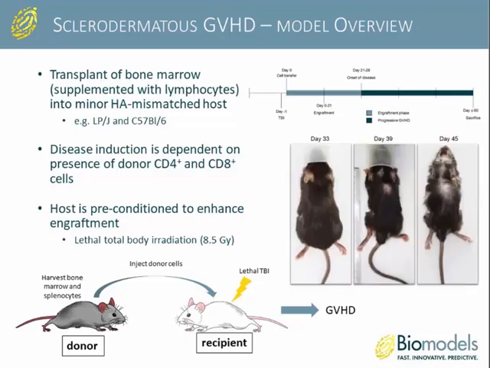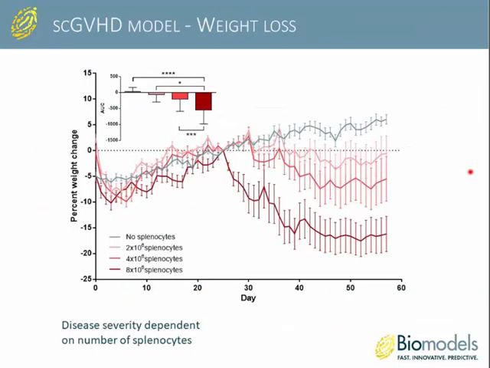And as you can see from these pictures, the mice in this study develop pretty severe sclerodermatous lesions, and the peak of this disease is generally around day 45. And as I had mentioned previously, the severity of this disease is dependent upon the T cells in the bone marrow transplant. So one way that we can tweak the severity of the disease is by changing the amount of splenocytes that are added to the initial bone marrow inoculum.